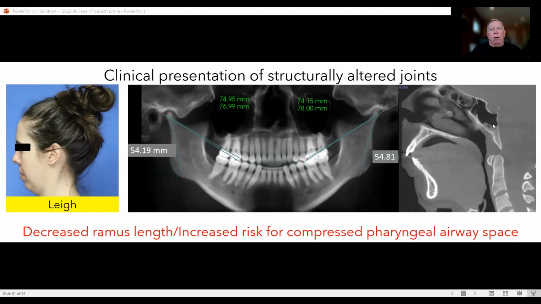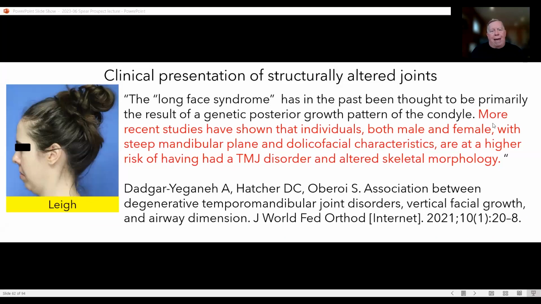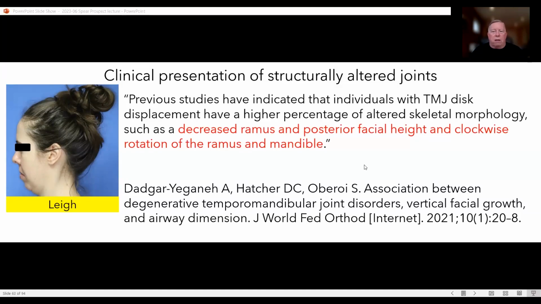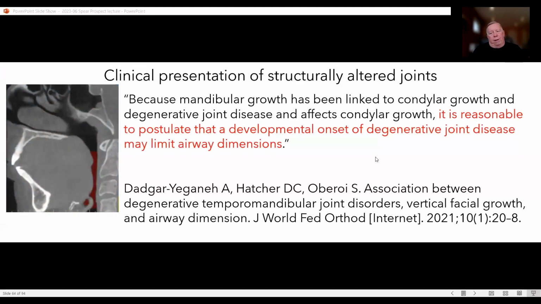It's interesting, airway gets so much attention today, and ultimately, we've always talked about the maxilla. This is a great article published in 2021 that finally talks about airway in relation to the joints. Recent studies have shown individuals, both male and female, with steep mandibular plane and dolichofacial characteristics, another name for a short ramus length, are at higher risk for having joint disorders and altered skeletal morphology: decreased ramus length and decreased posterior face height, clockwise rotation of the ramus and the mandible. Basically, it's reasonable to postulate that a developmental onset of degenerative joint disease can limit airway dimensions.